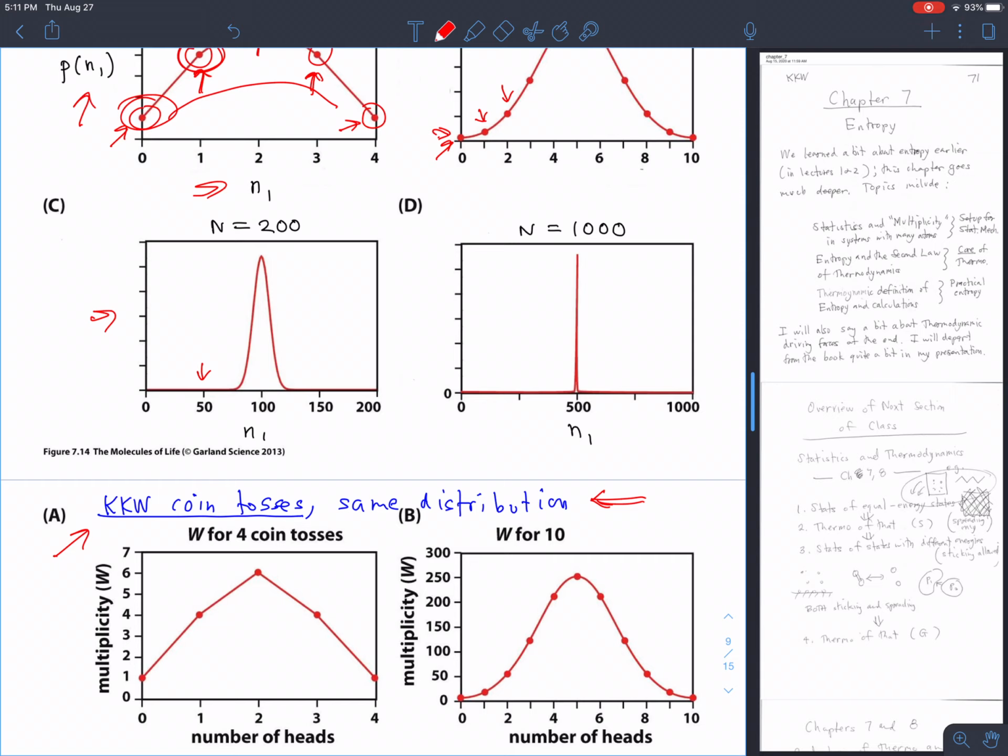By the time you've gotten to 200, now the most probable case, of course, is 100, 100, an equal split in both boxes. But if you wanted to ask what's the probability of seeing only 50 on side 1, well, now it's basically 0. By the time you've gotten to 1,000, the most probable case is 500 and 500. And the odds of seeing anything except something very close to 500 is now essentially 0.